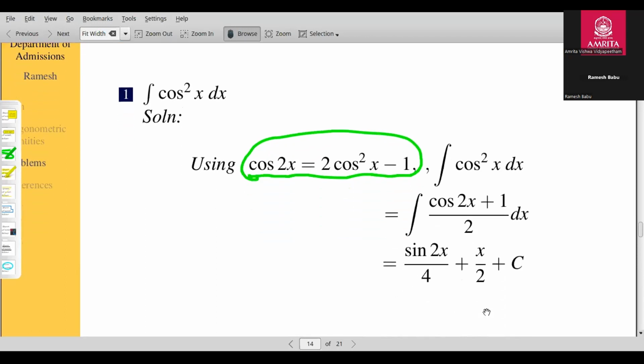So this is a very simple problem. I am not using a big identity here, but once you understand this trigonometrical identity, how to substitute, when to substitute, where to substitute, you can easily get the results. So this is one of the simplest problems among all the problems. All right. Shall I go to the next problem?